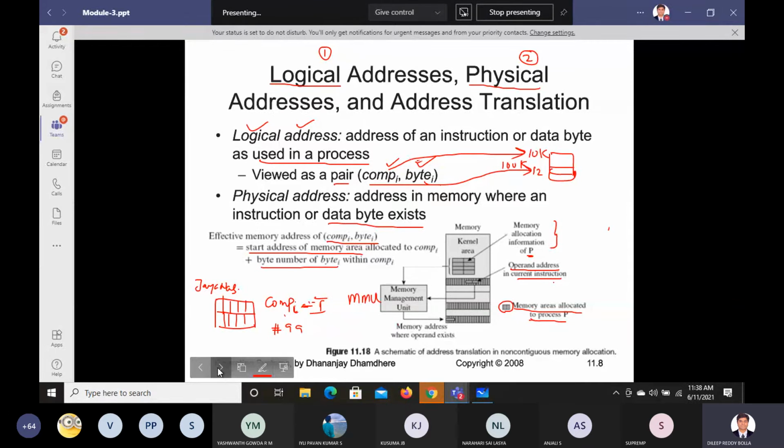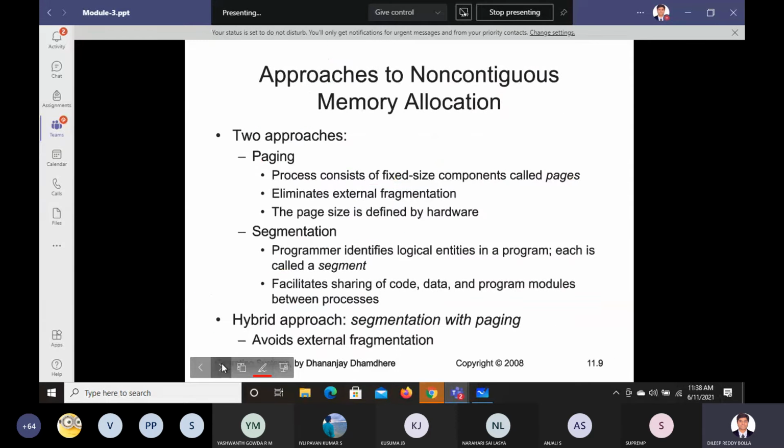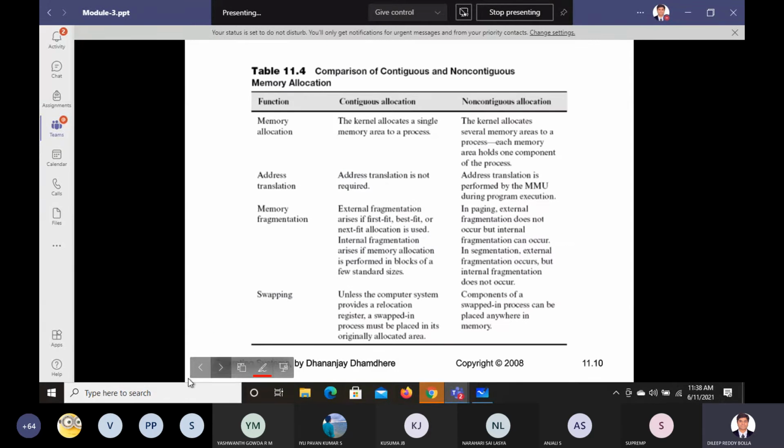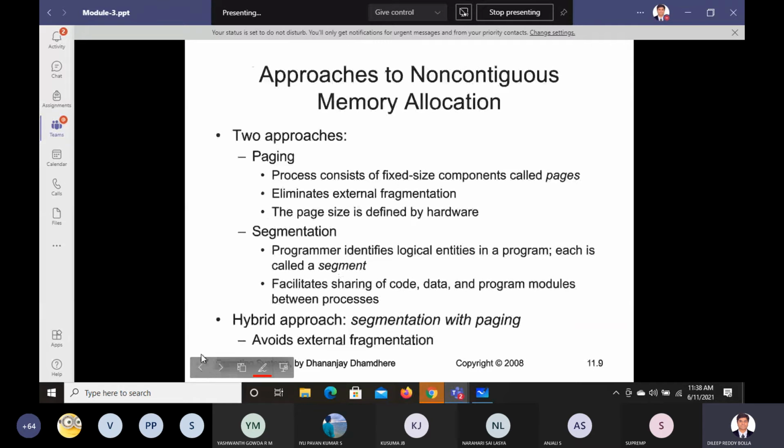Okay. We'll go to the next slide here. What are the approaches we can use for non-contiguous memory? To avoid contiguous memory allocation, we can use paging, or we can use segmentation. We can use the paging concept, or we can use the segmentation concept. Any one we can use, and also we can use something called a hybrid approach. Any one of them we can use to compute the process.